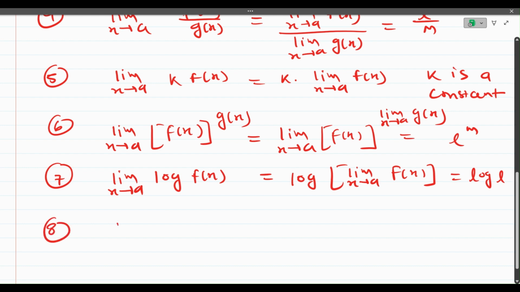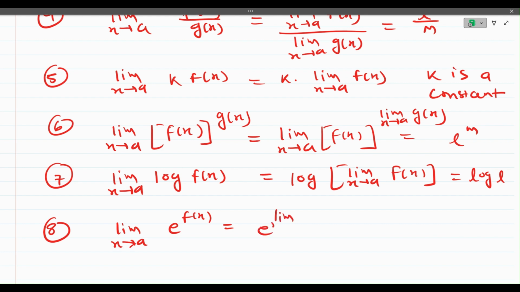Or if this is limit as x tends to a of e to the power of f of x, that's equal to e to the power of limit as x tends to a of f of x, which is e to the power L.